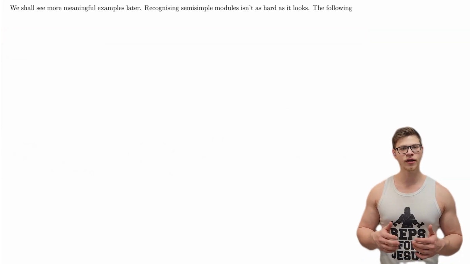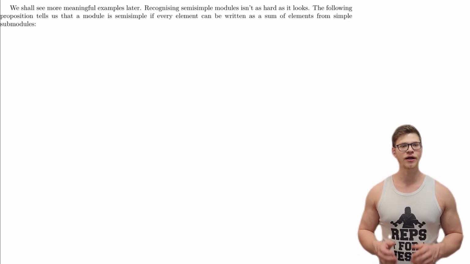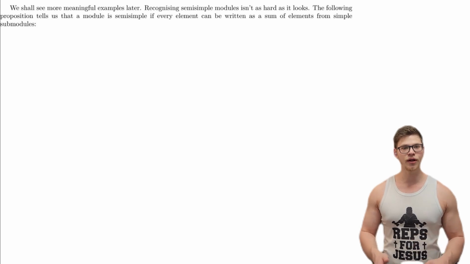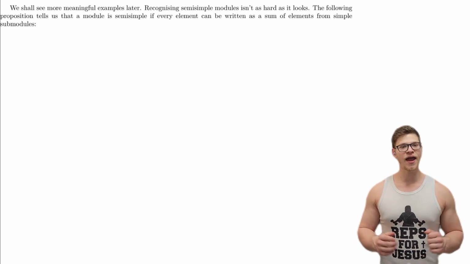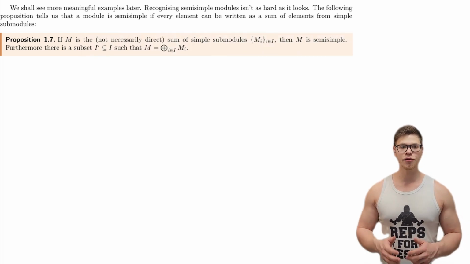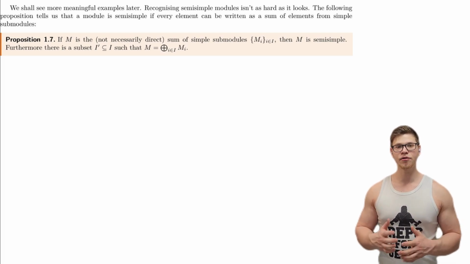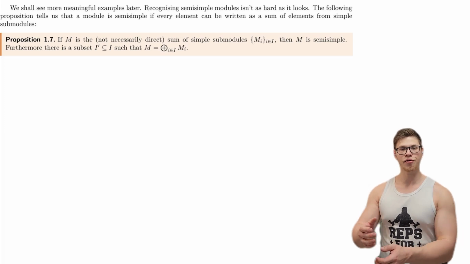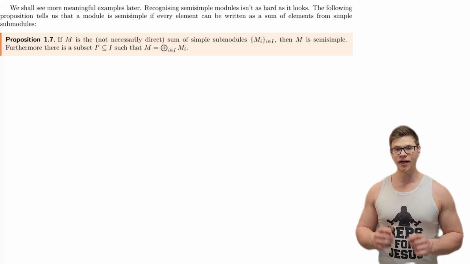We will now show that recognizing semisimple modules isn't as hard as it looks. The following proposition tells us that a module is semisimple if every element can be written as a not necessarily unique sum of elements from simple submodules. So if M is a sum of simple modules M_i for some index set capital I, so not necessarily a direct sum, then M is semisimple if and only if we can extract some independent subfamily, i.e. there is a subset I prime of I, such that M is a direct sum of M_i indexed over I prime.